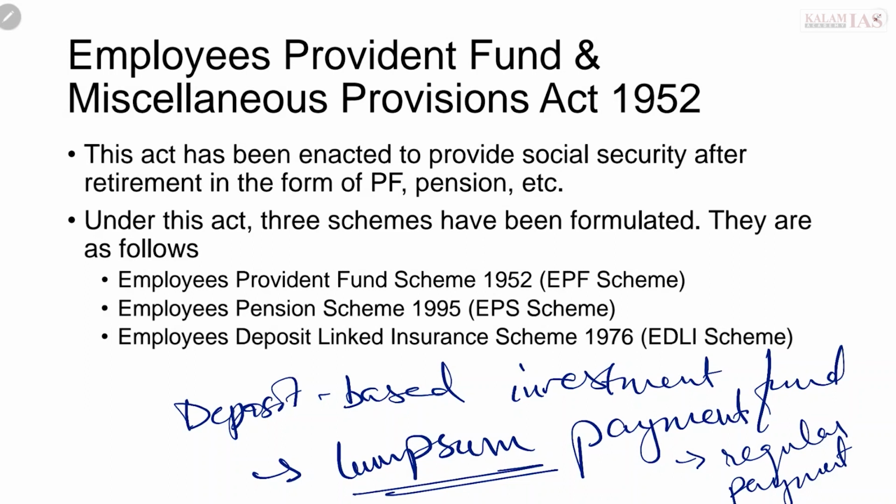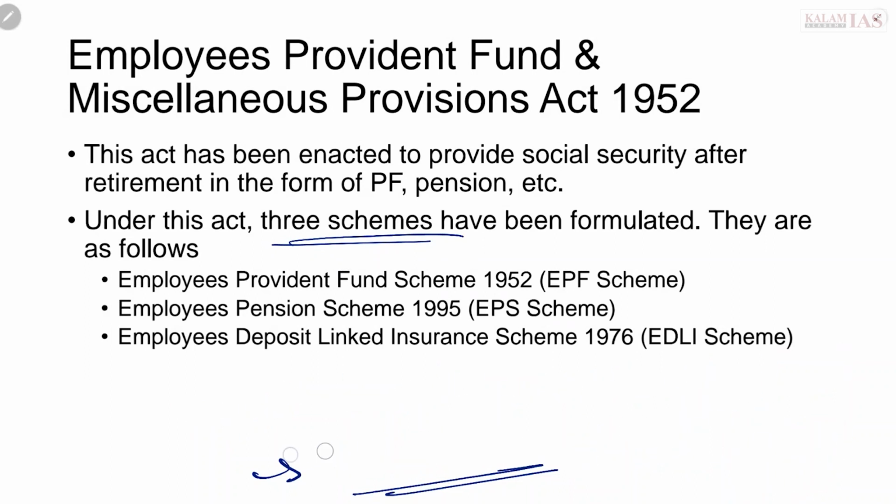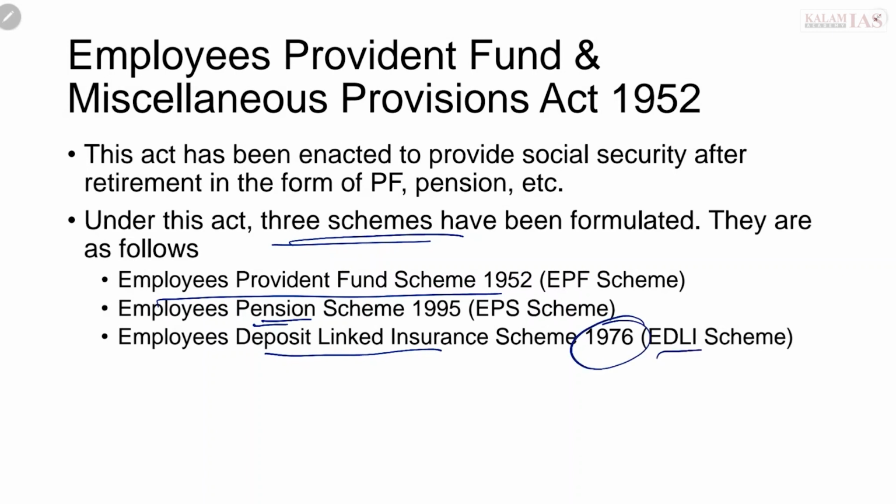Under this act, three schemes have been formulated primarily. First is the EPF scheme or the Employee Provident Fund scheme of 1952. Second is the Employees Pension scheme of 1995, and the last is Employees Deposit Linked Insurance scheme or the EDLI scheme of 1976. So these are the three schemes under the EPF MP Act. Okay, we shall be discussing all of them.